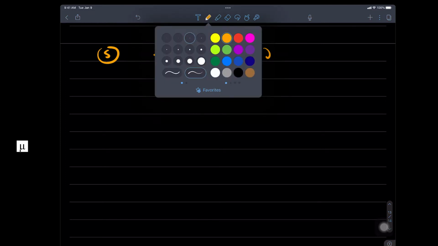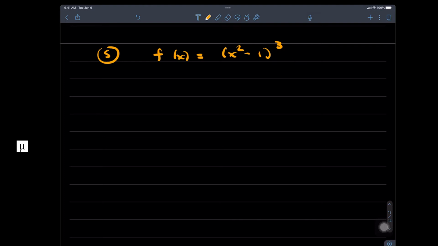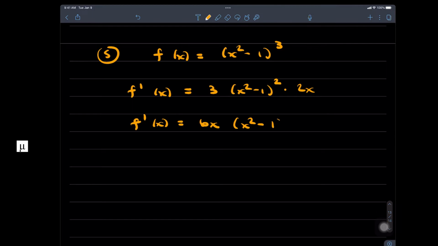So I actually gave this to you guys before. If you check your notes, didn't you get 3 times x squared minus 1, squared, times 2x? So we can do it again here without checking our notes. This is 6x times what? Double check. I know you can't see. I'll make it so you guys can see.